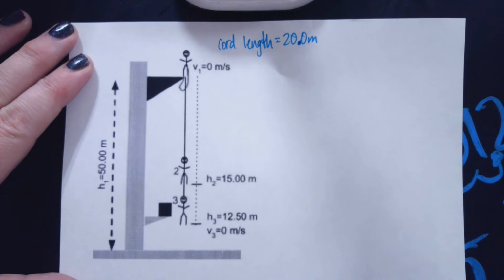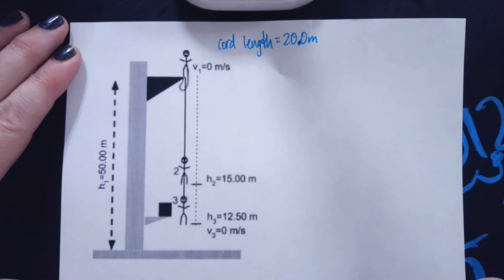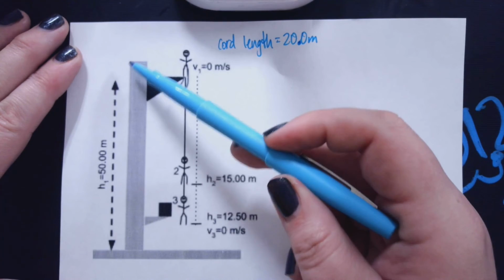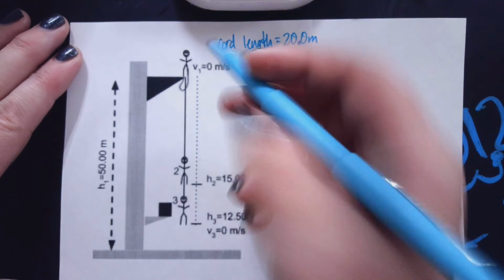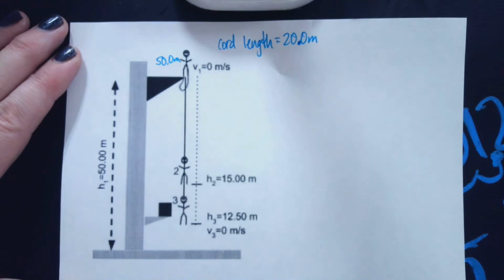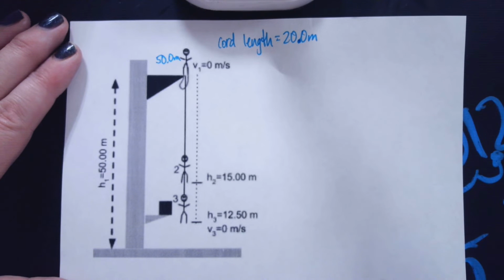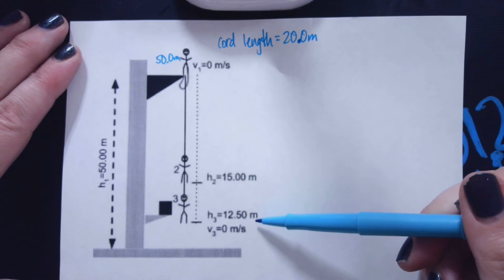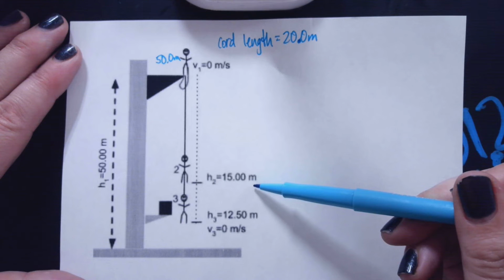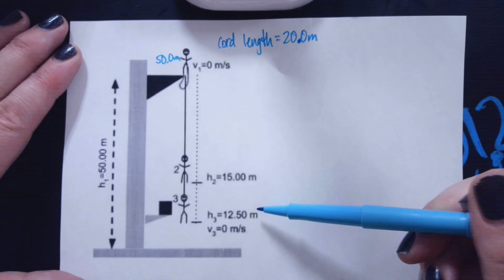The first thing to notice is that usually H1 is listed on this side. So H1 is 50, so the person starts 50 meters above the ground. And then we've got H2 is 15, H3 is 12.5. So we're going to figure out what the stretch is at H2 and what the stretch is at H3.